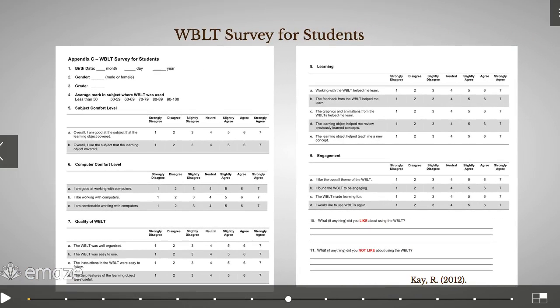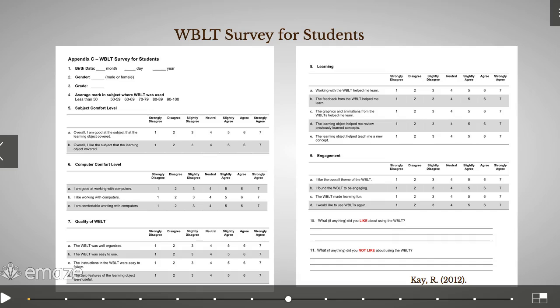In order to have the students evaluate the WBLT, I distributed Robin Kay's WBLT survey for students from his 2012 paper, Exploring the Use of Web-Based Learning Tools in Secondary School Classrooms, found in the publication Interactive Learning Environments. I've referenced this on the last slide with a DOI if you're interested in searching out the article.